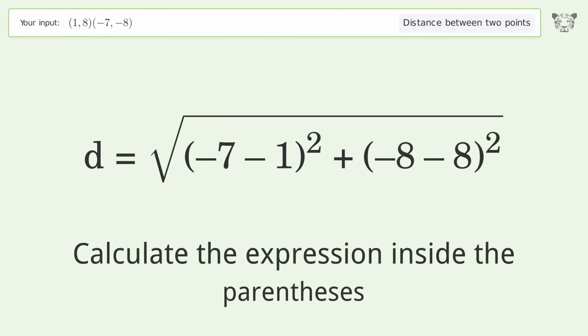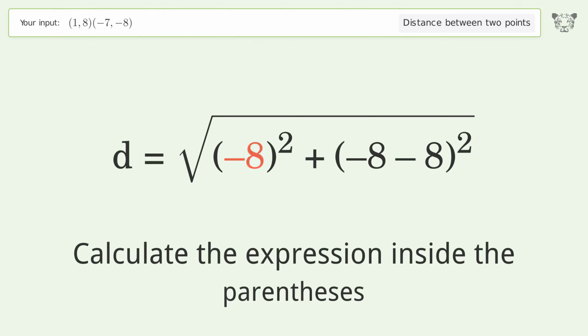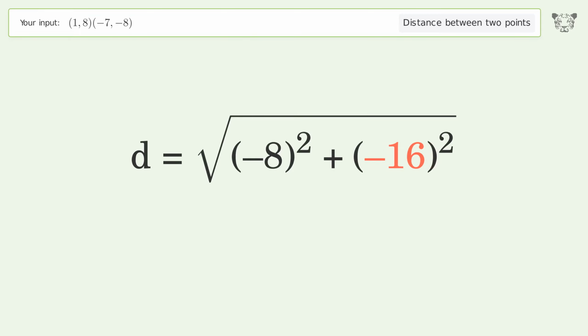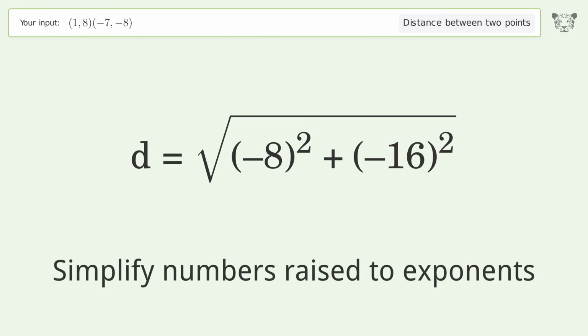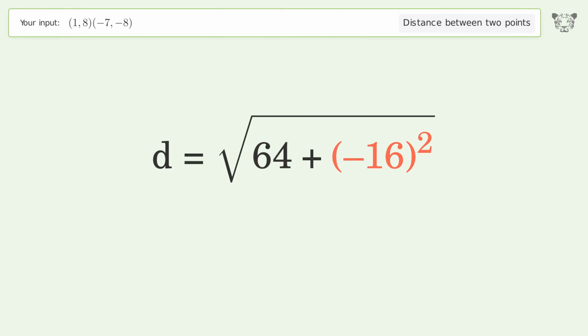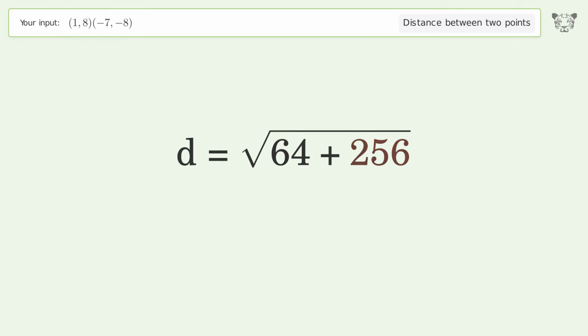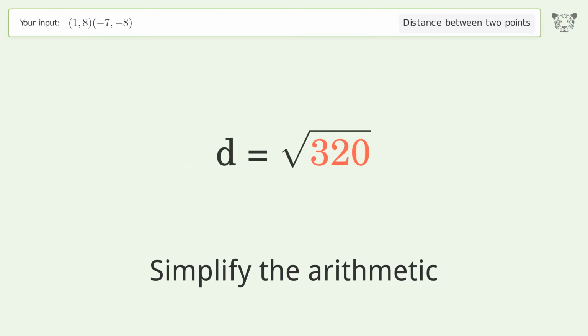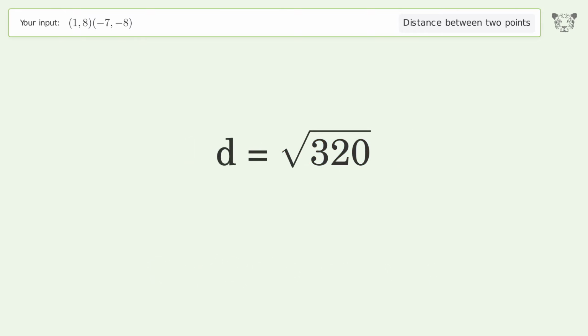Calculate the expression inside the parentheses. Simplify numbers raised to exponents. Simplify the arithmetic. And so the distance between the 2 points is the square root of 320, or 17.889.